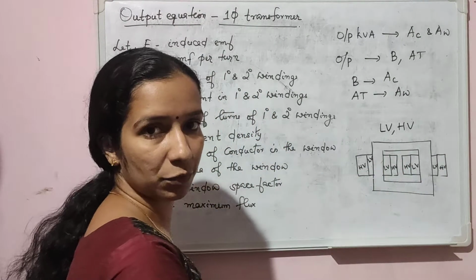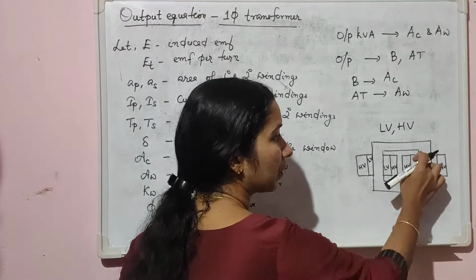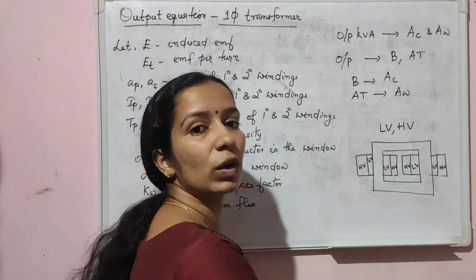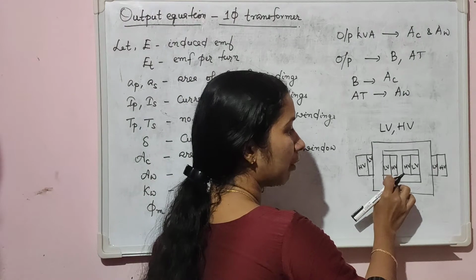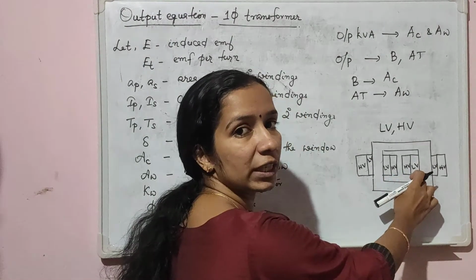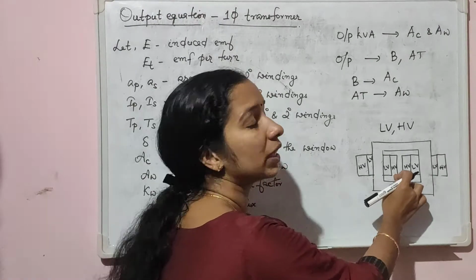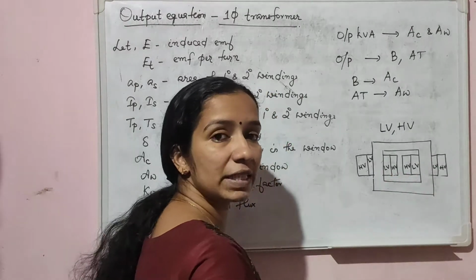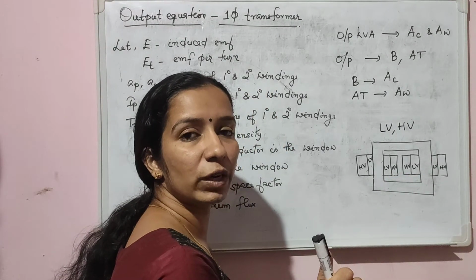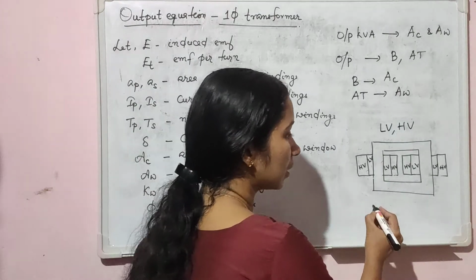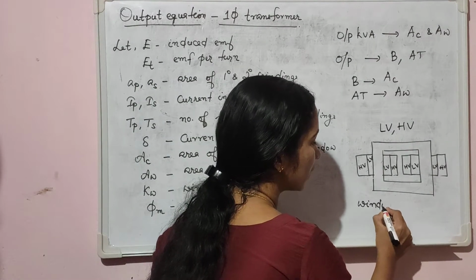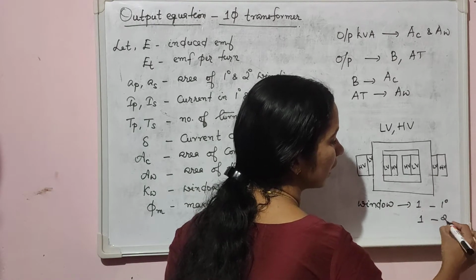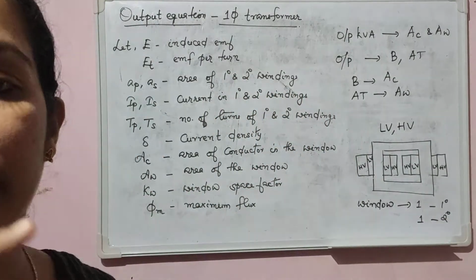So this is a core type transformer. So this is the window, and if we consider this window, we can say that there is one low voltage winding and one high voltage winding. So this is half the low voltage winding, this is also half the low voltage winding. This is half the high voltage winding, this is also half the high voltage winding. So in total, the window of a single phase transformer consists of one primary winding and one secondary winding. So this is important. The window in case of a single phase transformer is having one primary winding and one secondary winding. So now let us move on to the derivation part.